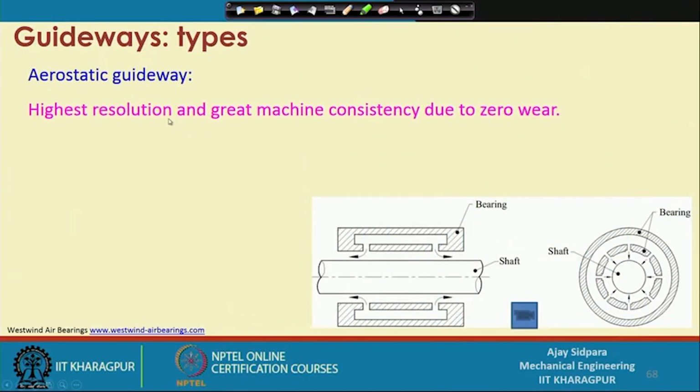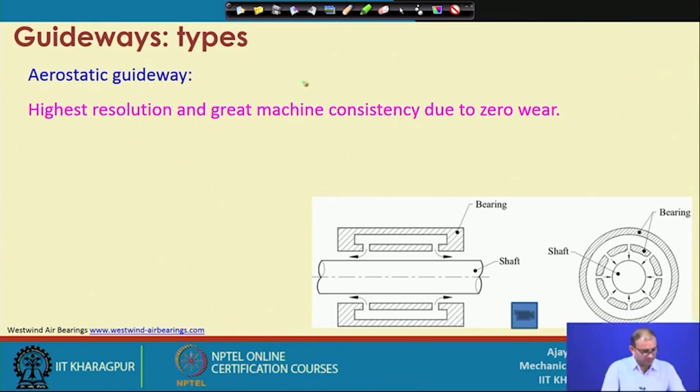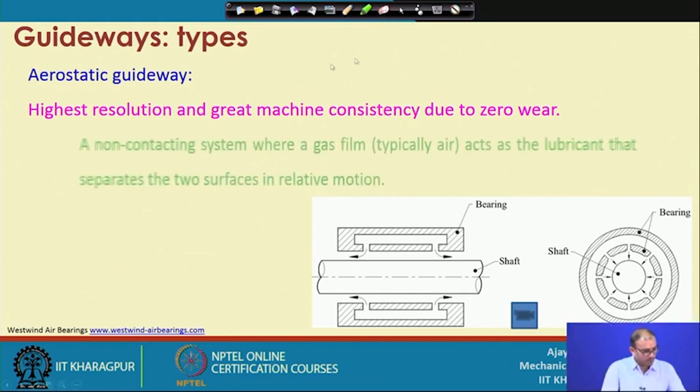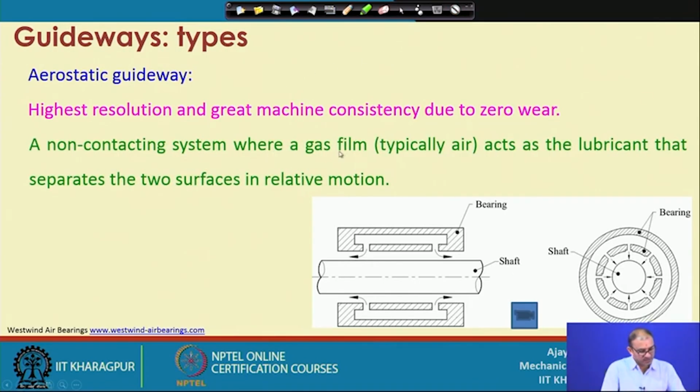So, it is a highest resolution great machine constitution due to zero wear. Compared to that, hydrostatic pressure was creating a problem because of the fluid viscosity we are using, if a high viscosity fluid is used then there is a problem in this particular case. So, you are getting a little bit more freedom in terms of the wear of the component and the friction, correct. So, a non-contact system where a gas film, mostly we are using air, acts as a lubricant that separates the two surfaces in relative motion. So, this is what is happening in this particular case.